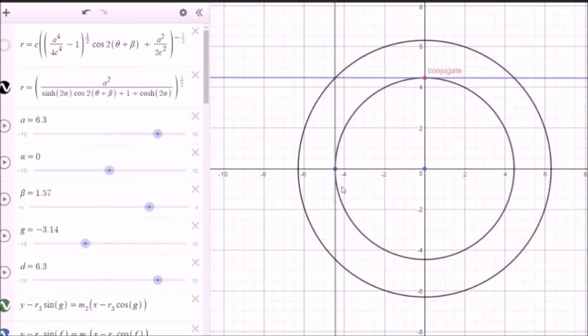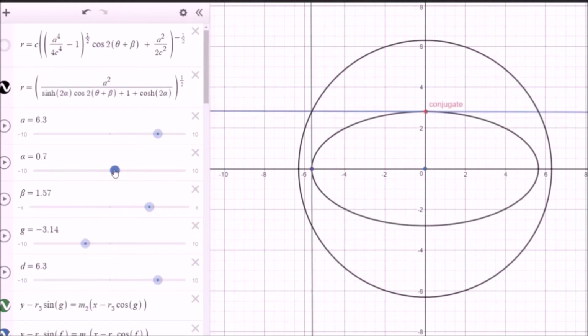So you can see that again it is crossing at right angles, but the difference between this and the previous one that we saw, which was a force of attraction given by an inverse square law, is that the conjugate point here now sits at 90 degrees. It doesn't sit diametrically opposite at 180 degrees. The conjugate point now sits at 90 degrees. So let's turn this back into an ellipse and we'll finish this off. We'll make this value here, say 0.7.